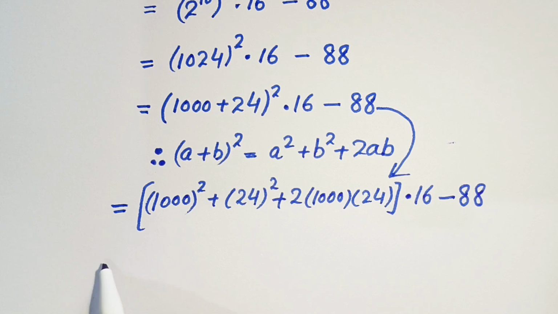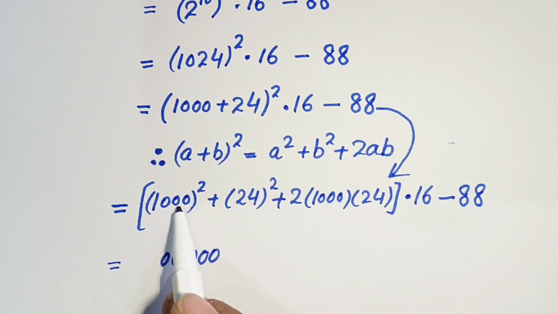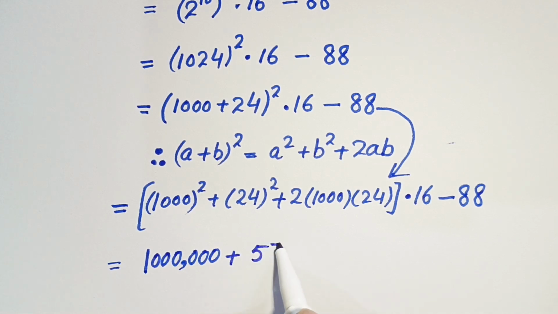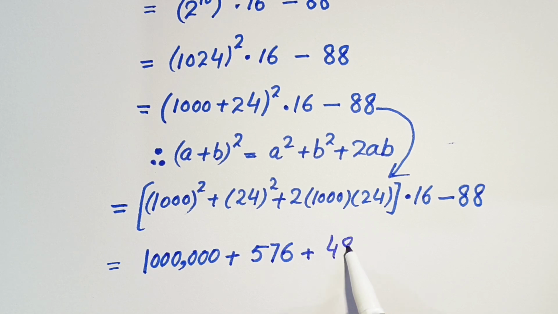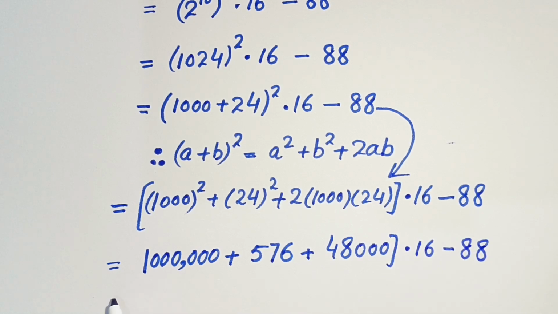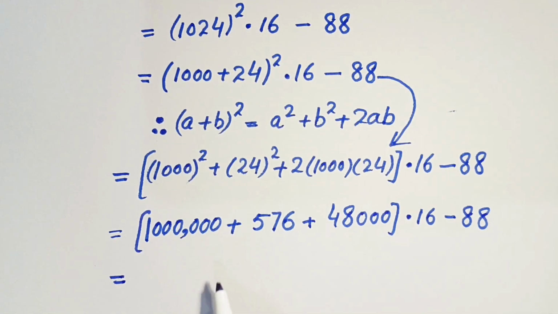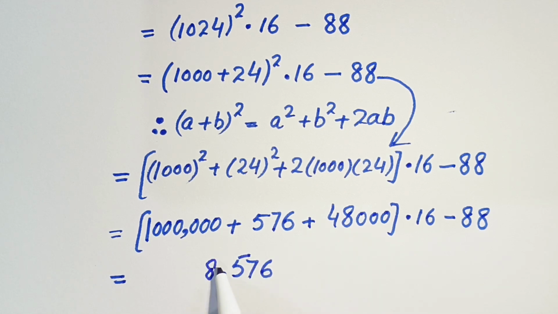Now 1000 squared has 3 zeros and again 3 zeros, so we just write 6 zeros and 1. Now 24 squared is equal to 576. Plus 24 times 2 is 48, so 3 zeros, 48,000, times 16 and minus 88. Now if we add all these, we get 1,048,576, writing the digits one by one.